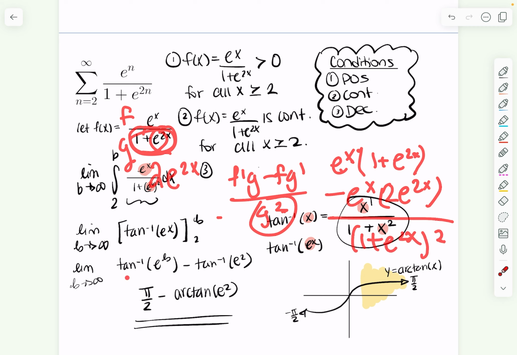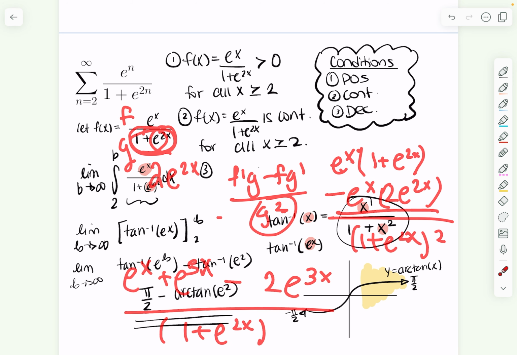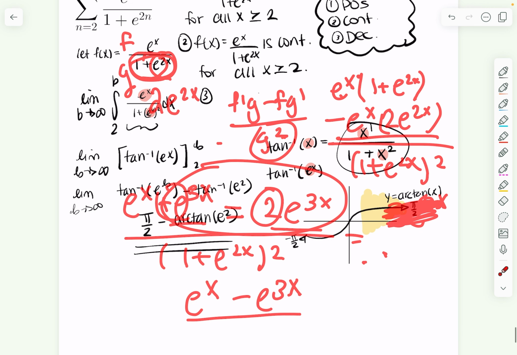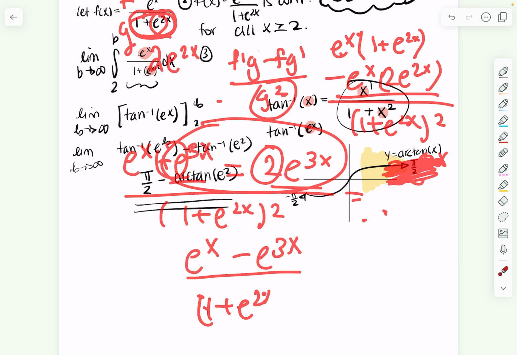Then to simplify this, this becomes e to the x plus e to the 3x, and then minus 2e to the 3x over here, and then over 1 plus e to the 2x squared. And then here we have 2e to the x, and here we have 1. So 2 minus 1, that's just going to end up being e to the 3x. It's going to be negative because the negative overpowers e to the x, and then we have over 1 plus e to the 2x squared.